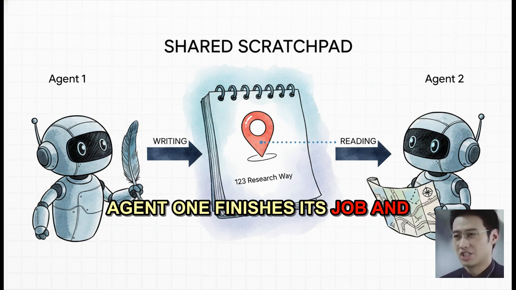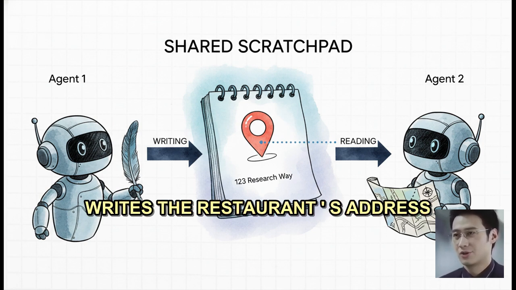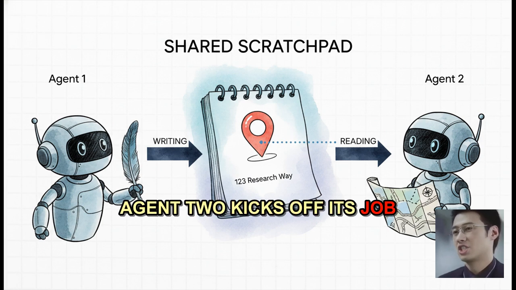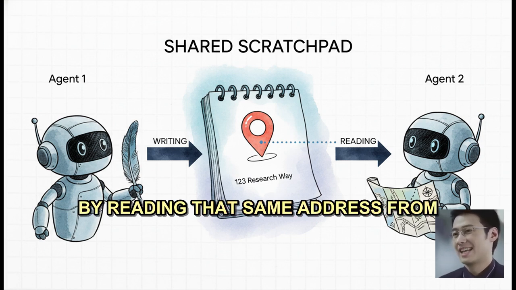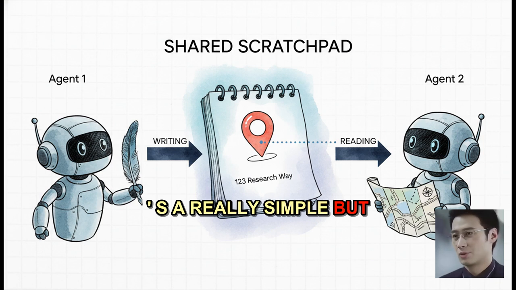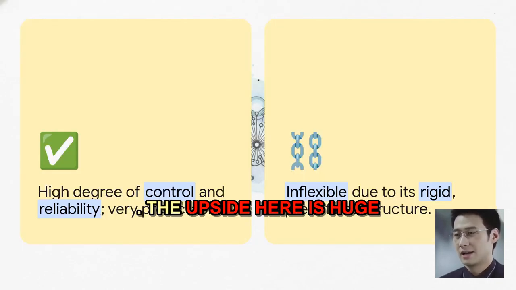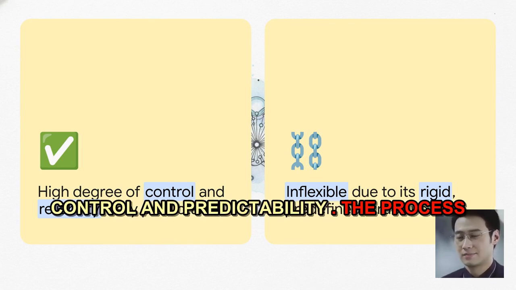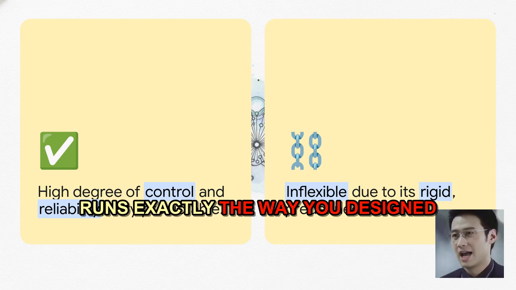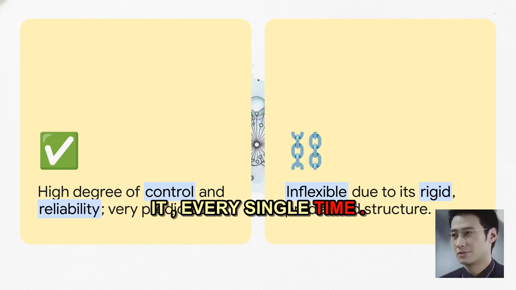Agent 1 finishes its job and writes the restaurant's address to the scratchpad. Then Agent 2 kicks off its job by reading that same address from that exact same place. It's a really simple but incredibly powerful way to give your system some short-term memory. The upside here is huge. You get a ton of control and predictability. The process runs exactly the way you designed it, every single time.